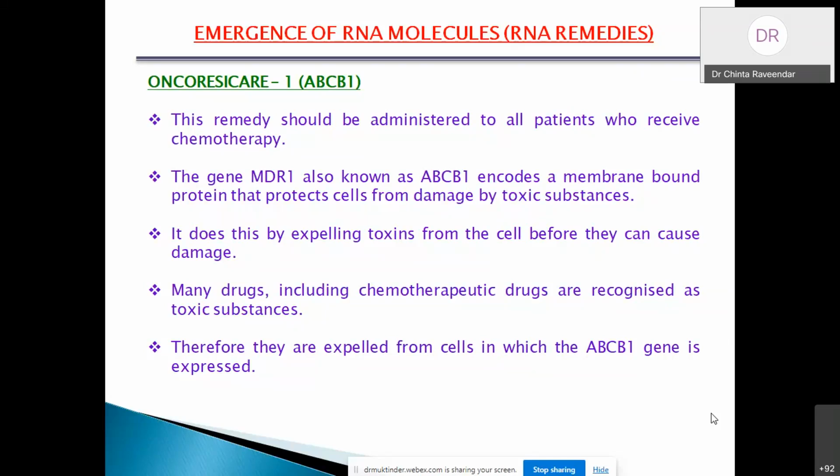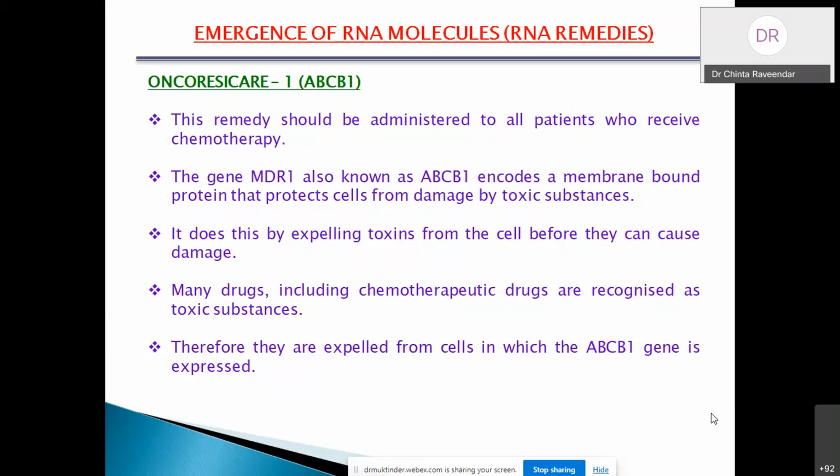See, why? The gene MDR1, the multi-drug resistance gene, also known as ABCB1, encodes a membrane-bound protein that protects the cells from damage by toxic substances. See how beautifully it does this by expelling the toxins from the cell before they can cause damage. Here I want to say our own cell has got this particular gene. If any foreign material enters the cell, it tries to throw it away. That is the character they have identified out of the Human Genome Project.